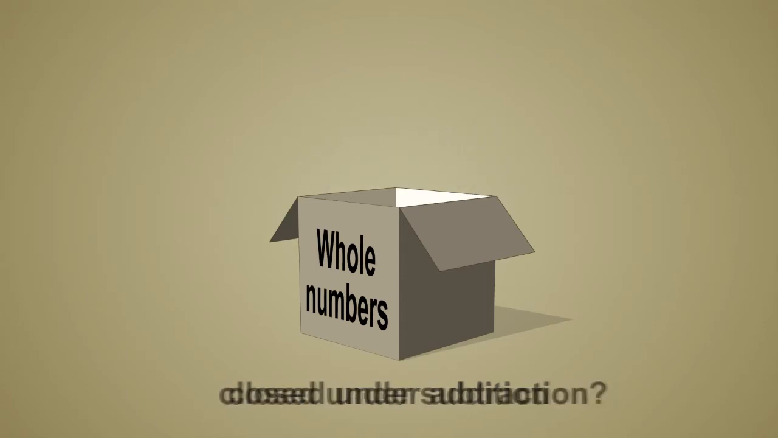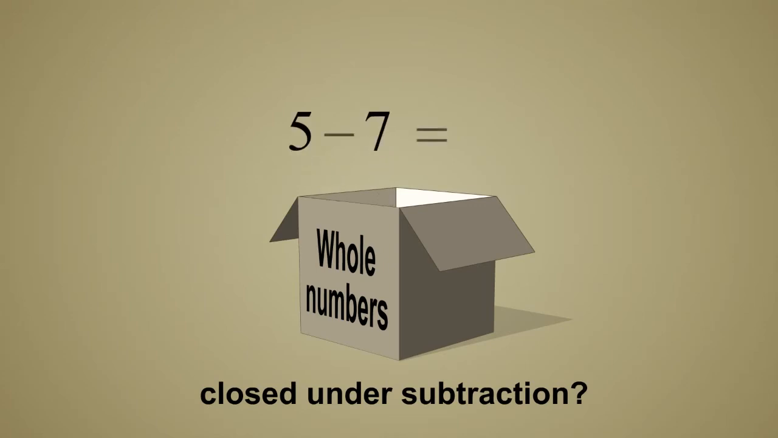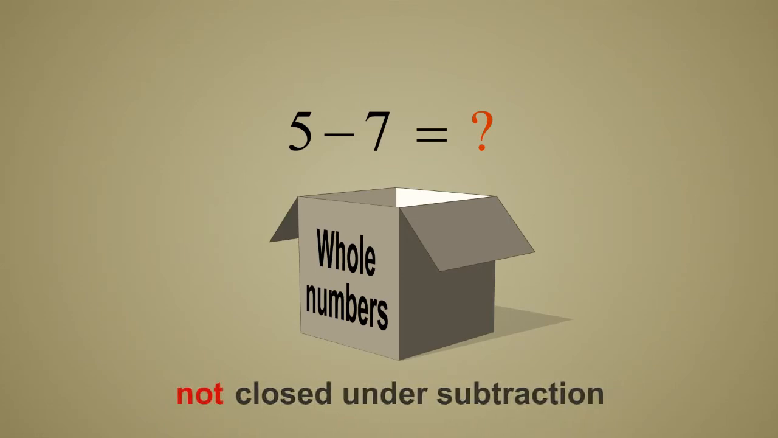But are the whole numbers closed under subtraction? If you subtract a larger whole number from a smaller whole number, there is no whole number which can represent the result. This is because we would need a negative number to represent the result, and whole numbers do not include negative numbers. Therefore, the whole numbers are not closed under subtraction.